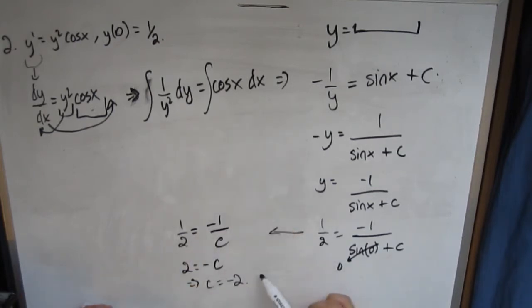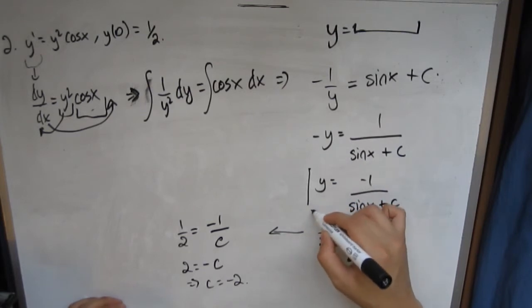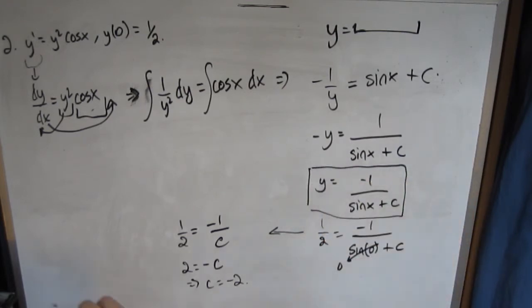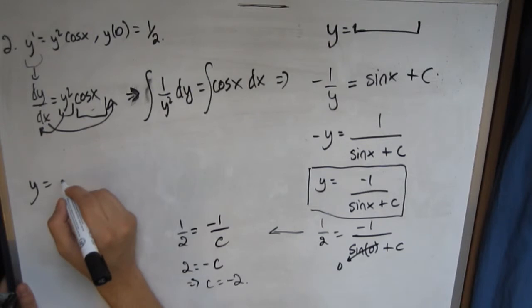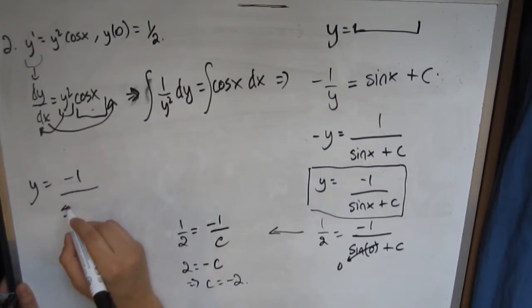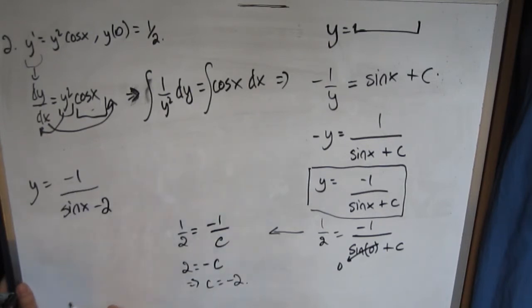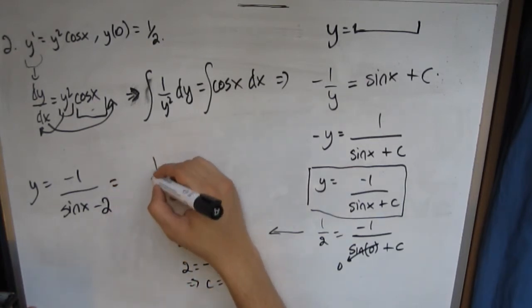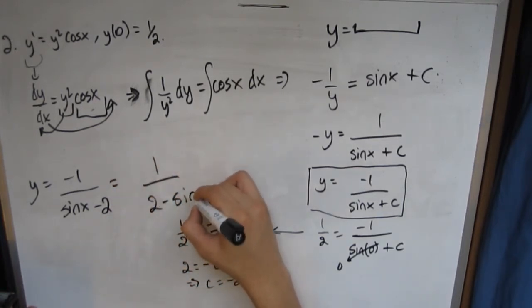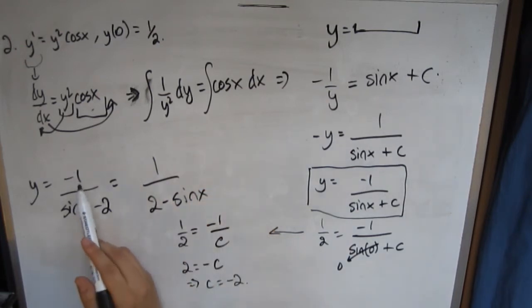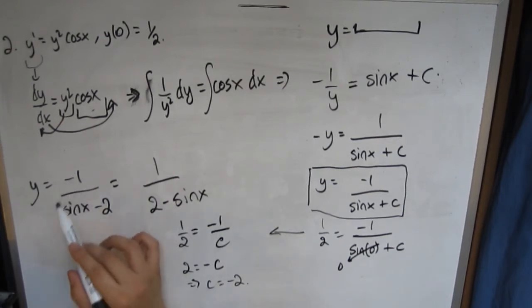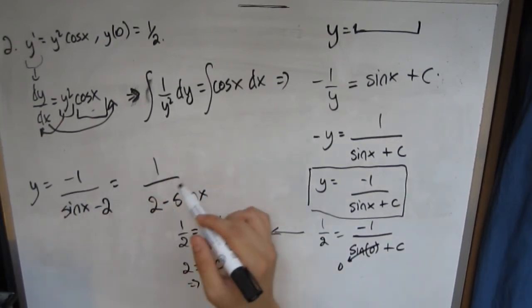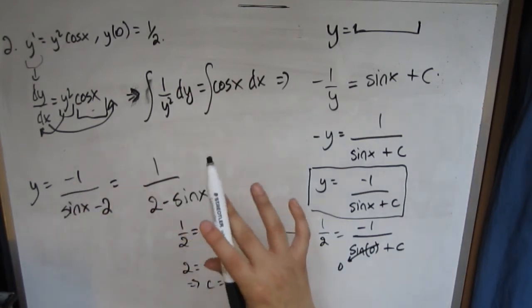Sub that into our first equation, which I should put a box around. Wow, that's a pretty bad box. Anyway, sub that in and you get y is equal to negative 1 over sine x minus 2. Now this could also be written as 1 over 2 minus sine x. Notice that they're the same thing. It's just distribution of the negatives: I'm taking the negative out of here and canceling them both. So if you got this answer or this, it's the same thing. You don't have to worry.